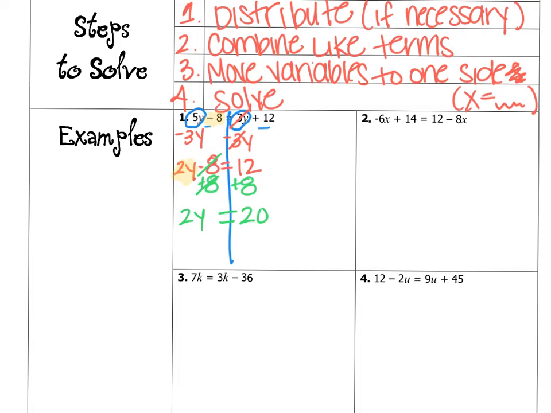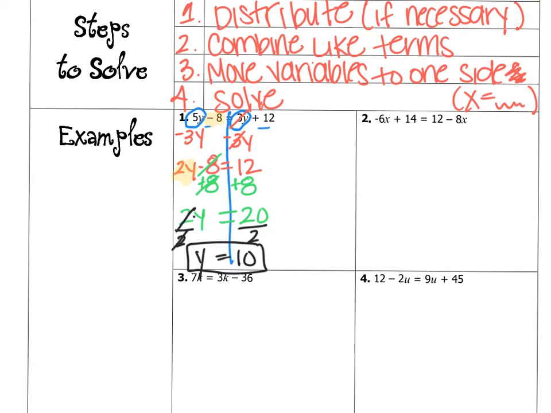Now I'm going to want to get the y by itself. So this is like 2 times y. So to undo multiplication, we do the opposite, which is division. So you're going to divide both sides by 2. When you do that, you end up with y equals 10. And that is your answer.